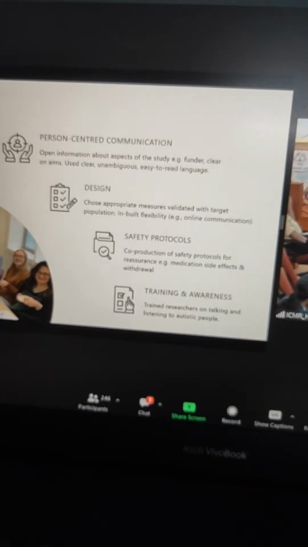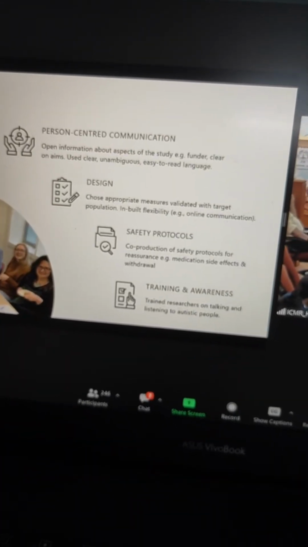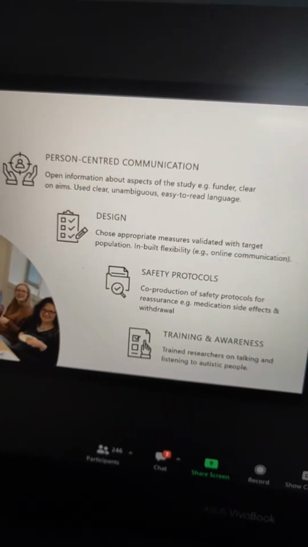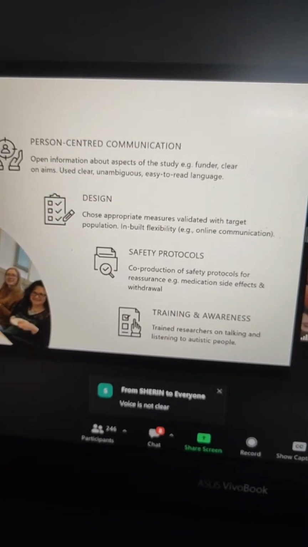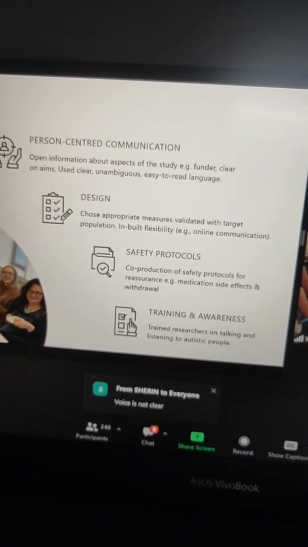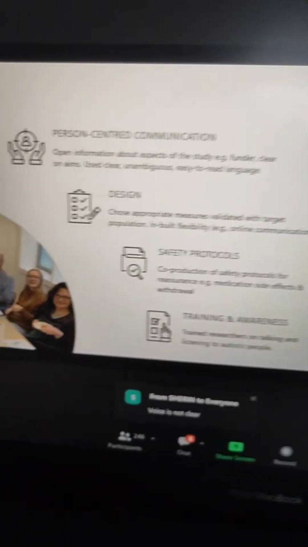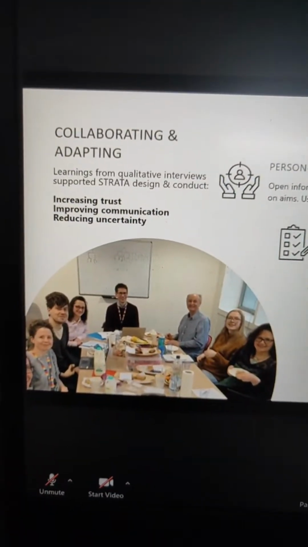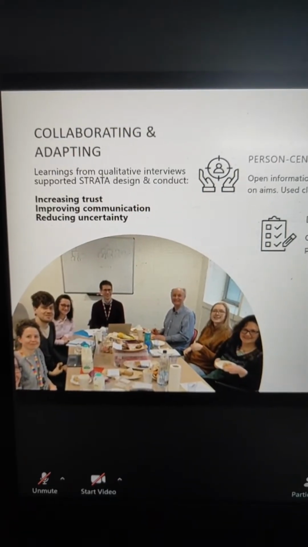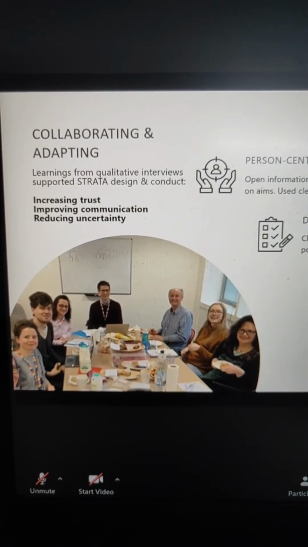We really focused on that person-centred communication. We were very transparent about what we were doing, very transparent about who was funding this research and why. We had a lot of inbuilt flexibility about how they might want to engage with the trial and complete questionnaires. We chose appropriate measures that were validated for the target population.